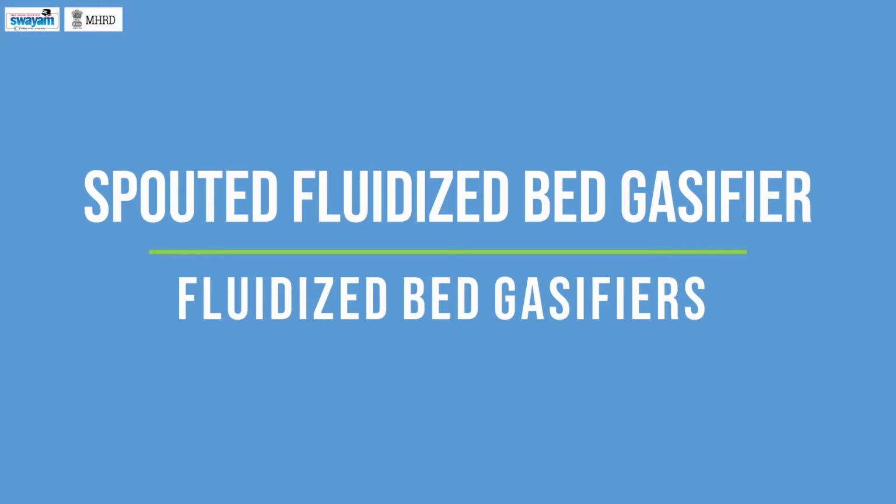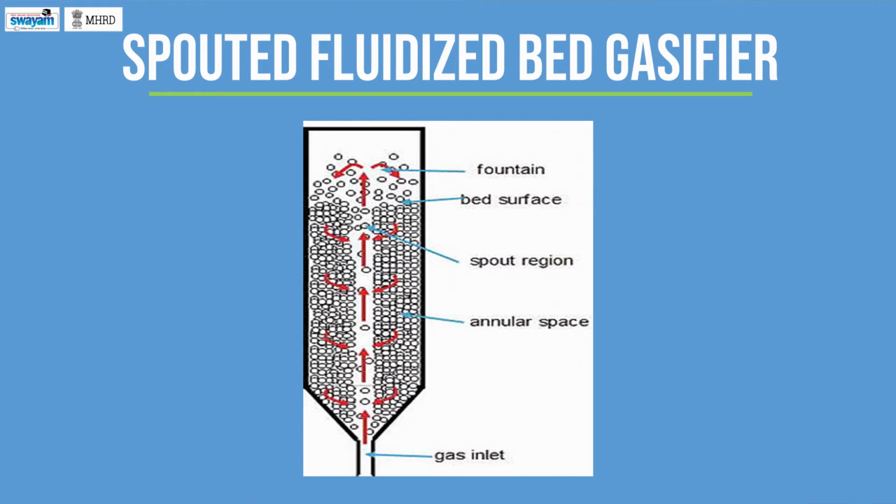Spouted fluidized bed gasifier. The bed of the spouted fluidized bed gasifier is made of coarse particles which partly fill the reactor vessel. The gasification medium is introduced to the reactor through a large controlled opening at the bottom. When the gas is injected into the reactor, the biomass particles rise to the center of the reactor as a fountain and later develop a circling motion on the bed.